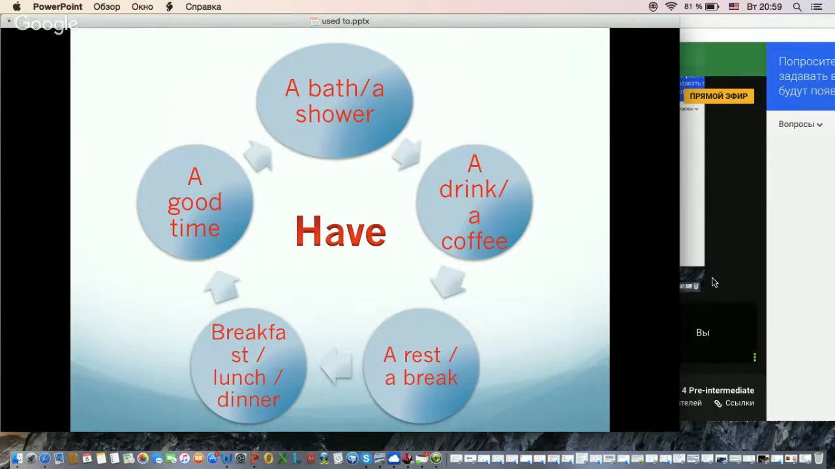Another one. To have breakfast, lunch, dinner. И, в общем, слова, которые обозначают прием пищи, то есть завтракать, обедать, ужинать. So I usually have my breakfast at 10:30. And another one. To have a good time. То есть хорошо проводить время.